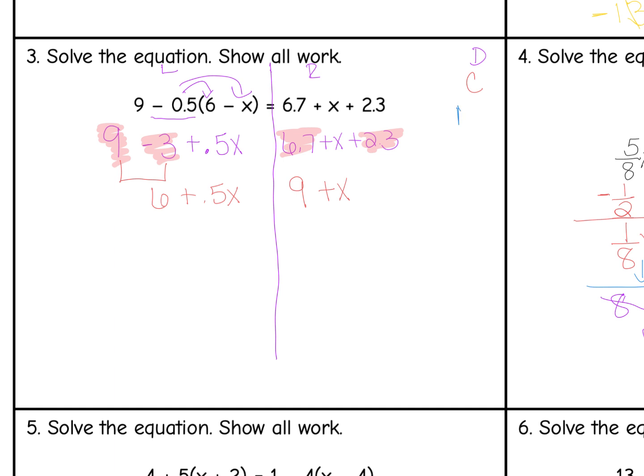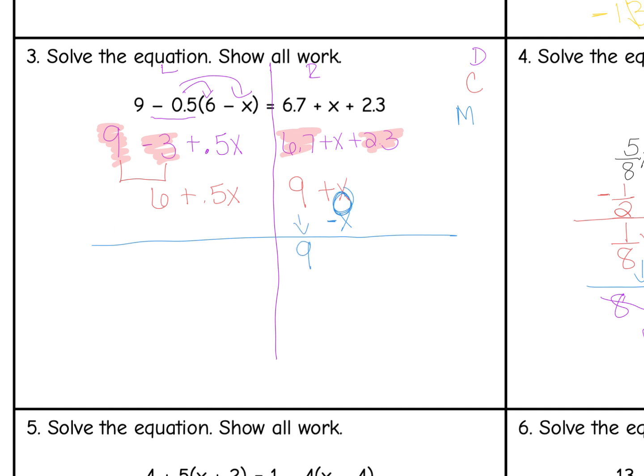Now my next step, move the variable. X on one side, x on the other. So I personally just prefer my variables on the left-hand side. So I'm going to move this x over, subtract x on this side. Okay, my plan goes away because 1x minus 1x is 0. And I'm left with 9.